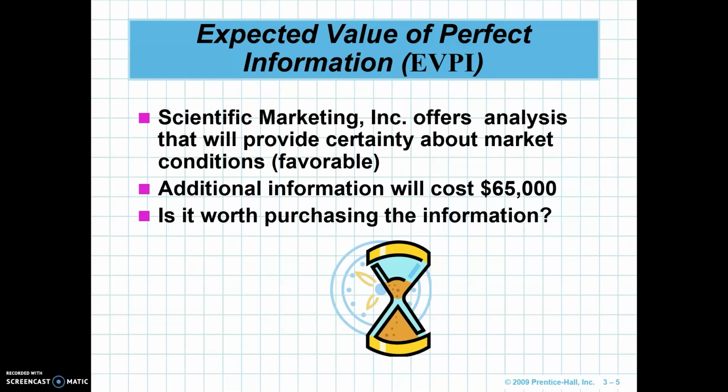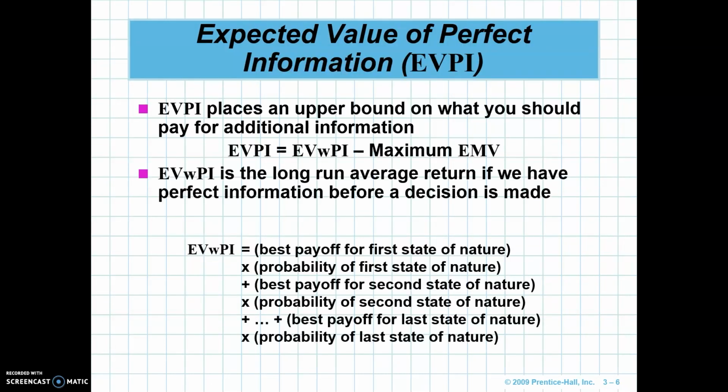Right. So there is a company, Scientific Marketing Inc., which offers an analysis on whether the market is favorable, right? And they are charging $65,000 of additional cost for that analysis, right? So we wanted to know whether it is worth purchasing the information. For that purpose, we need to find out the expected value of perfect information, right? So how do we find it out? The method is here, right?